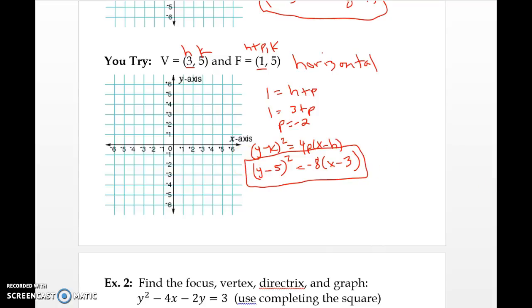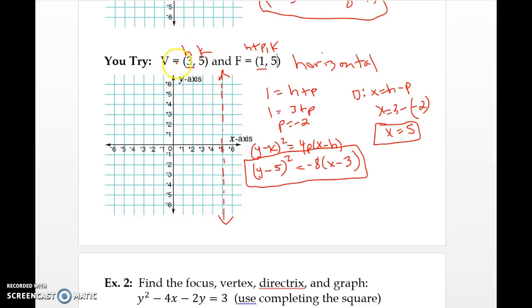And then we want to find the directrix. The equation for the directrix is going to be x equals h minus p, I'm very sorry, because this is horizontal, so it's going to be h. And x equals h, which is 3, minus negative 2. Two negatives make a positive, so x equals 5. So I'm going to graph that. X equals 5. That's a vertical line. Again, your directrix is a line. It's got arrows and it's dashed because it's not really part of the graph.